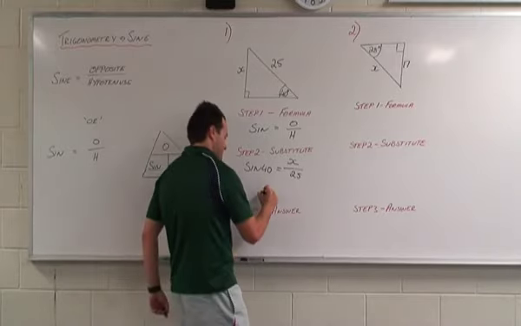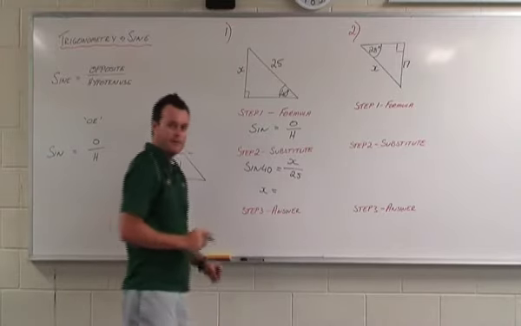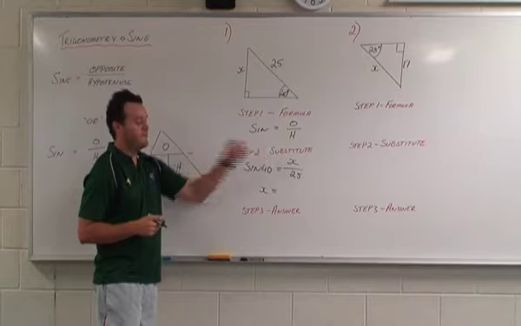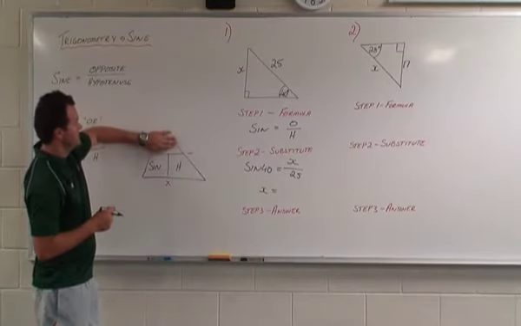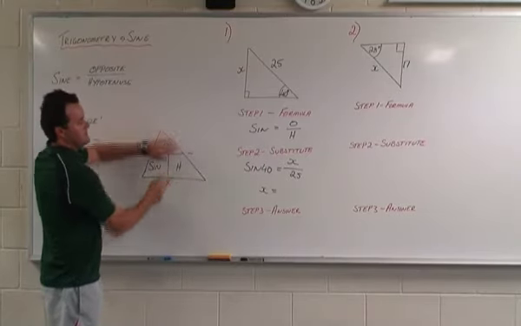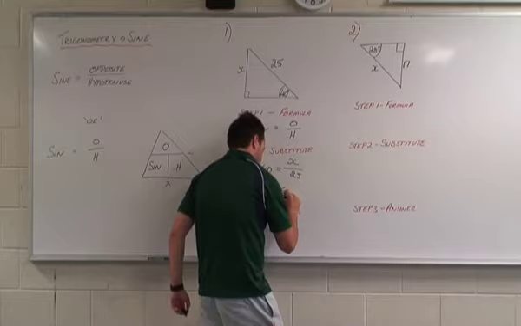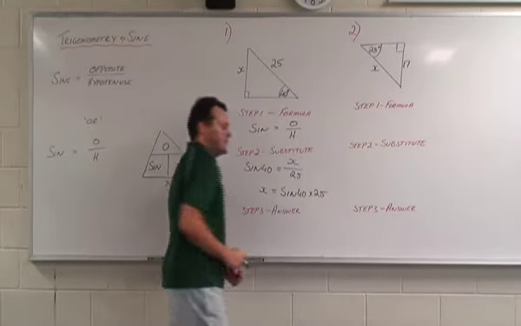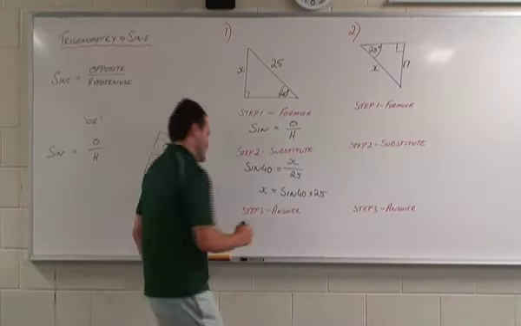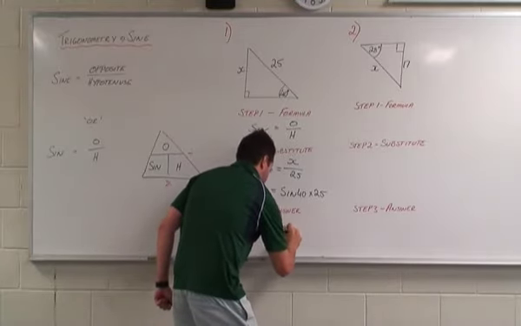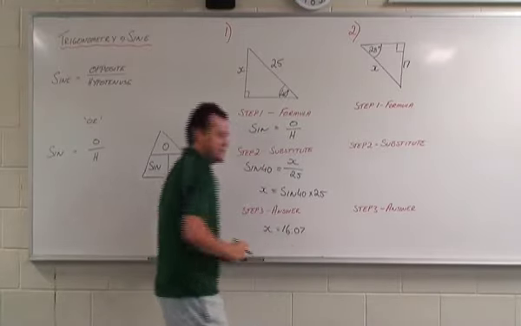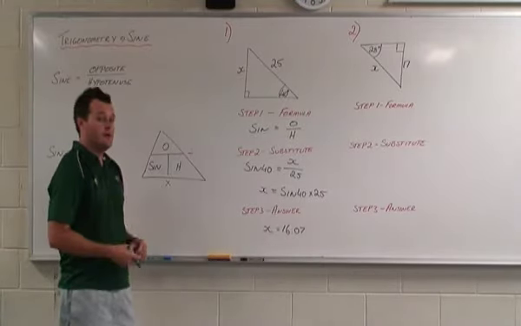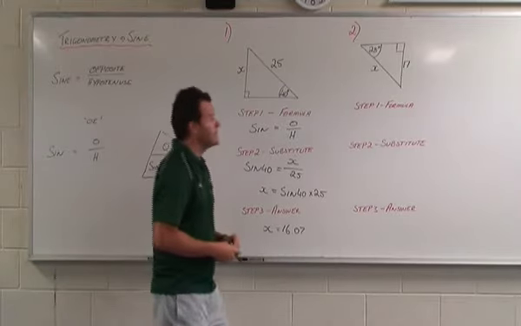We want to get x by itself, so we want to find out what that unknown is. We're trying to find an opposite, so we're going to do sine times the hypotenuse. Sine 40 times 25 will give us an answer, 16.07 rounded up. Hope you did alright on that one.